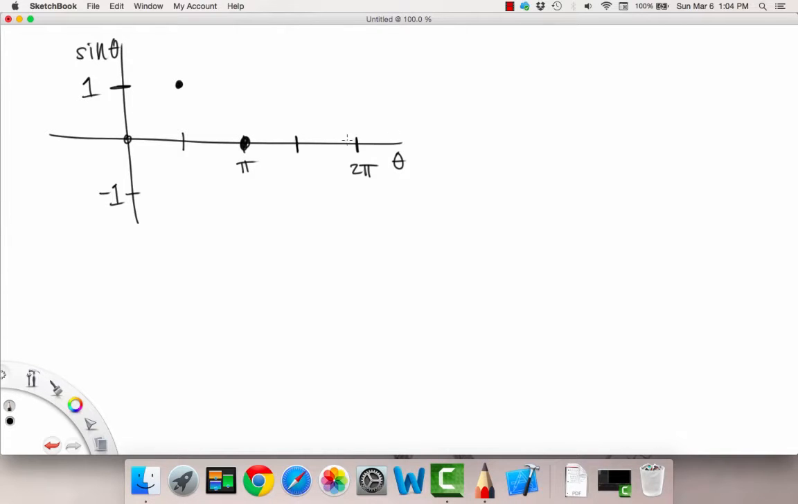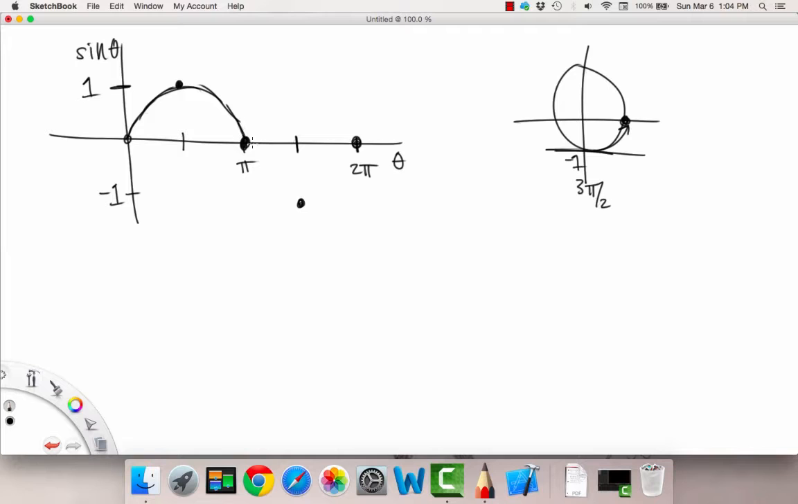At 3 pi over 2, if we look at our unit circle again, here's 3 pi over 2. Then our sine value, our y value, is equal to negative 1. So that's going to be right down here. And when we get back to 2 pi, our sine goes to 0 again. So we have a curve that looks kind of like a sideways S-shaped thing. It starts at 0, goes up to a maximum of 1, goes through 0 again at pi, goes to a minimum of negative 1, and then goes back to 0 at 2 pi.